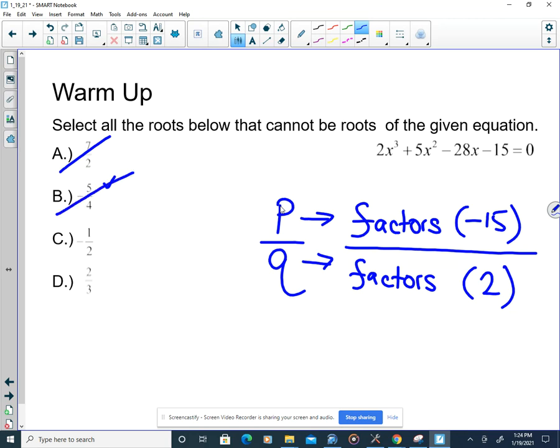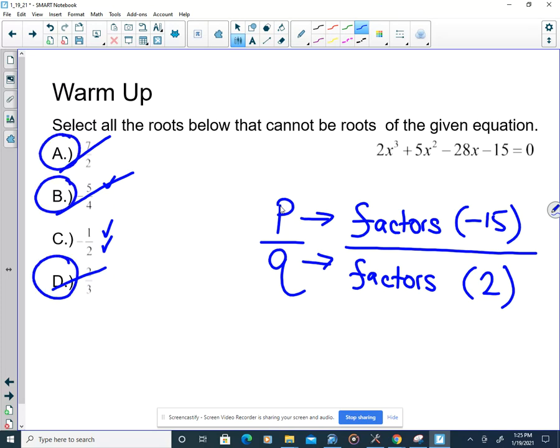What about the next one? C, negative 1/2. Is negative 1 a factor of 15? Yep. Is 2 a factor of 2? Yes. So this could be a possible rational root. And then D, what about 2/3? Is 2 a factor of 15? Nope. So it's asking us to find the ones that cannot be roots of the given equation. So the answers would be choice A, B, and D.